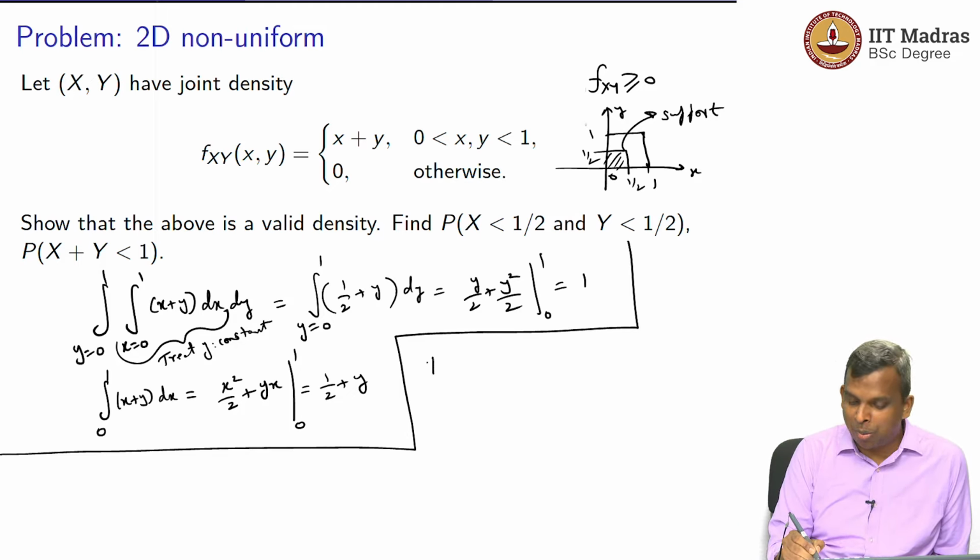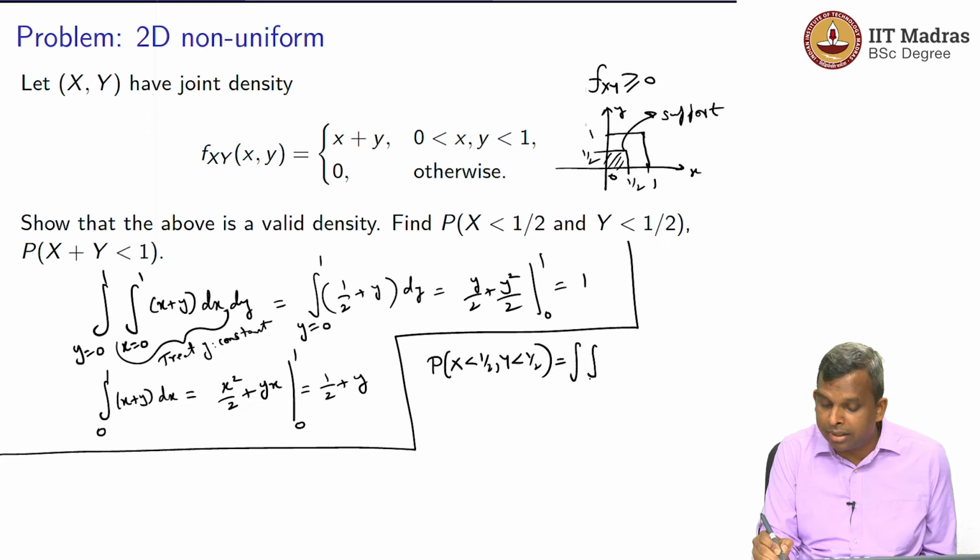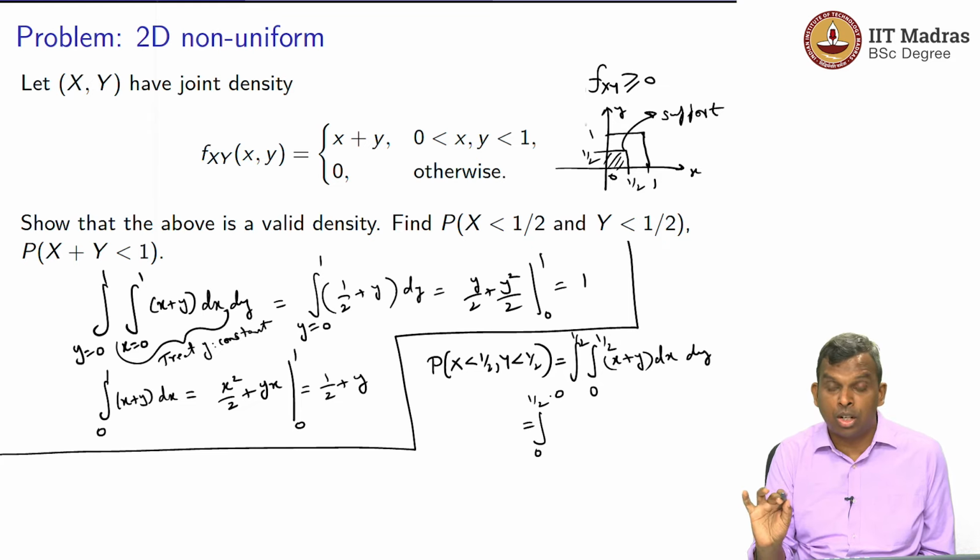So I'm going to do the probability that x is less than half and y is less than half. If you notice, this is the region and I have to integrate over that region, right? So 0 to half, 0 to half, and then x plus y, the same density, dx dy. So I do the same integration. The inside integration goes first, so I retain the outside integration. I'm not going to touch it now.